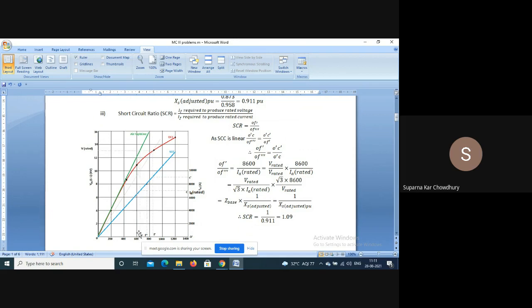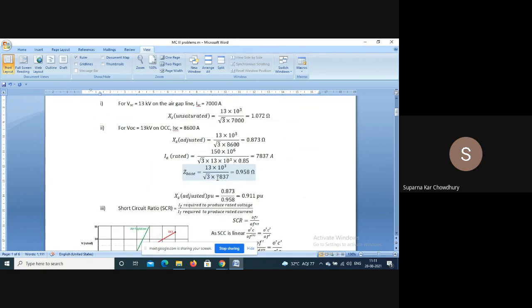For this field current, the corresponding short circuit current is this. This is just a hand drawn curve, so the values are not reflected exactly. If you plot on the graph, you will get the value of the short circuit current from here, and that is found to be 7,000. So we get the unsaturated synchronous reactance as 1.072.